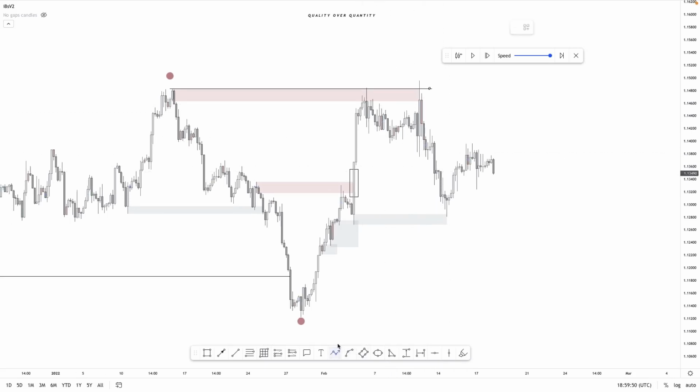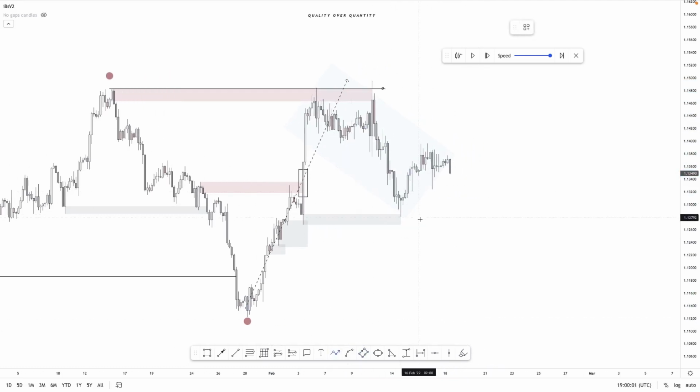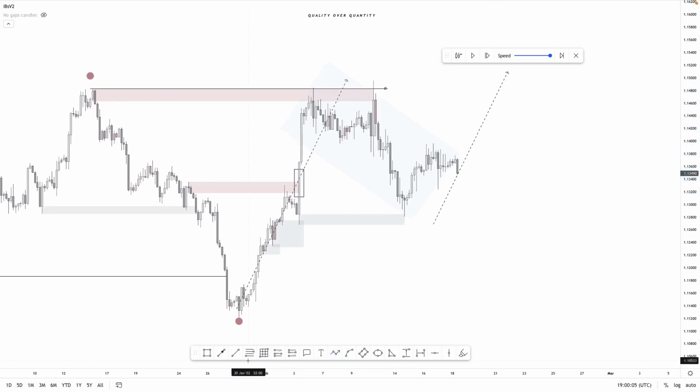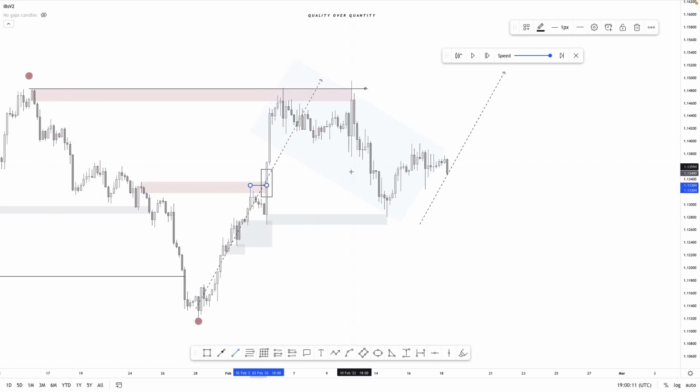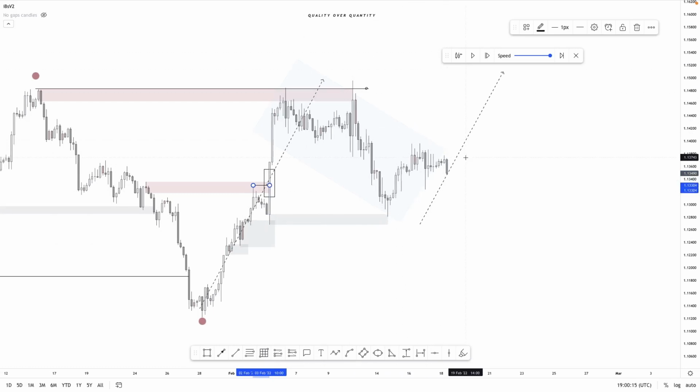What we can see is that we had an expansion, and now we are undergoing a correction. And so if price is to go bullish, we should see another expansion, right? We can also see that our last 4-hour break of structure was right here. And so we could expect that from this demand level, we could see higher prices.